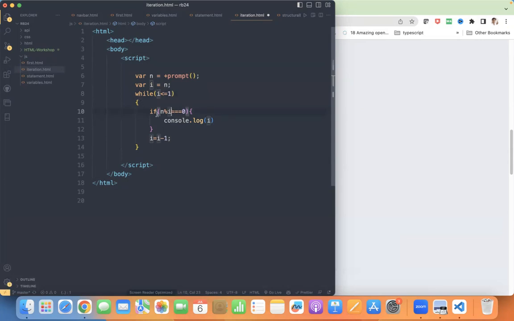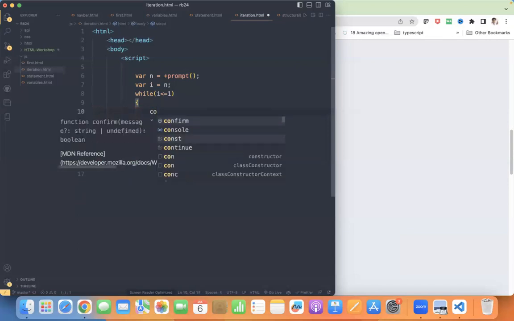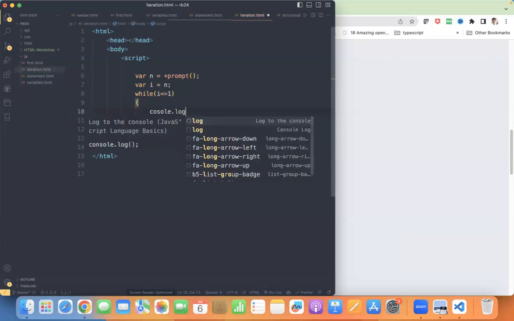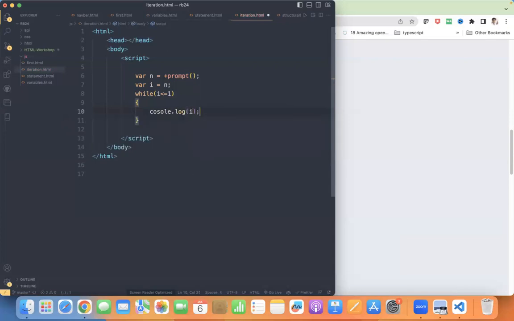If you are unable to do this, first of all, try to print all the numbers from 1 to the given number. How do you print it? console.log of i and i plus plus. If you know this, then you can do anything.